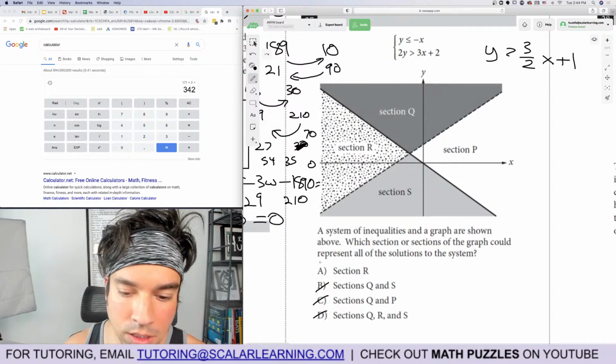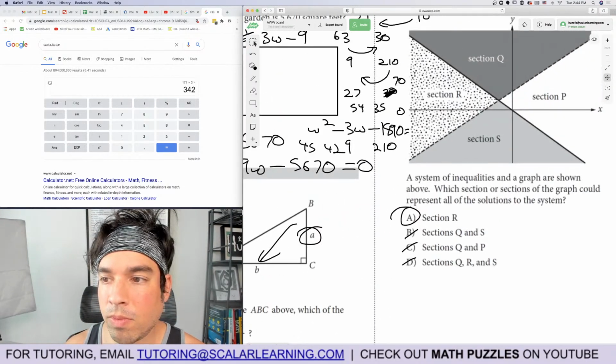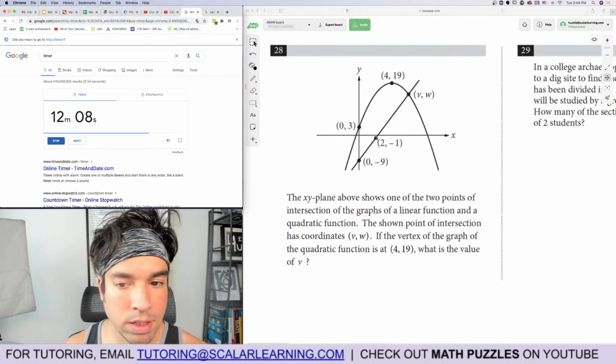I mean, that's it. Hold on. I hit undo. Let me make sure I didn't delete that. Okay. Okay, 28. Free response. We did it. We did it in 12 minutes.